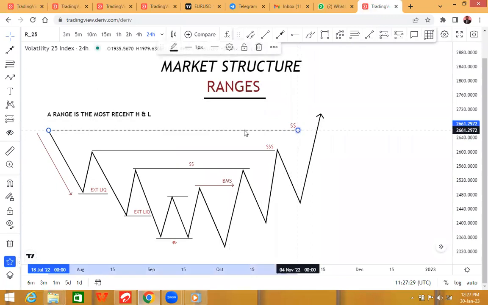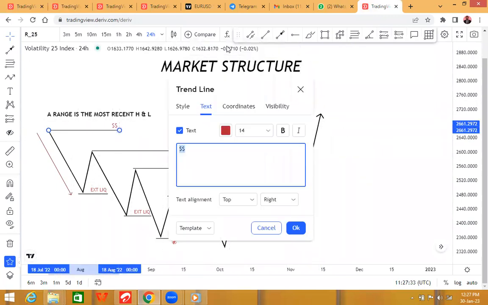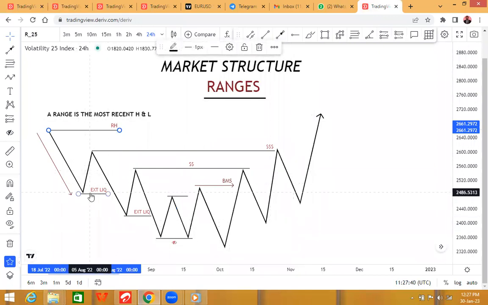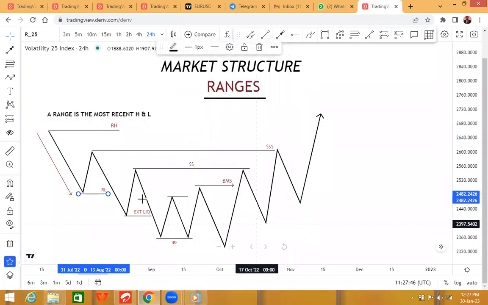So when price was coming down, this becomes your range high, and this was your range low. How do you spot your range high and your range low? Price is bearish. Immediately you see that retracement, you mark the most recent high and the most recent low.